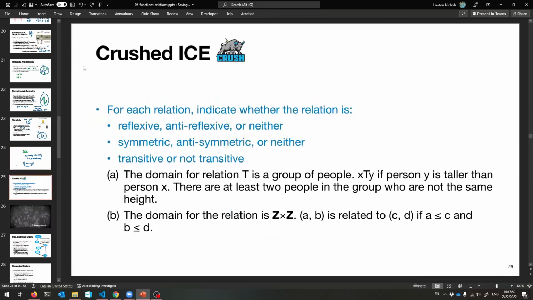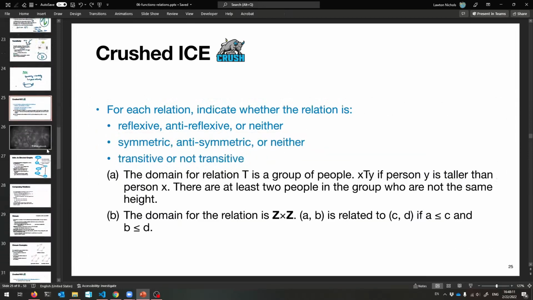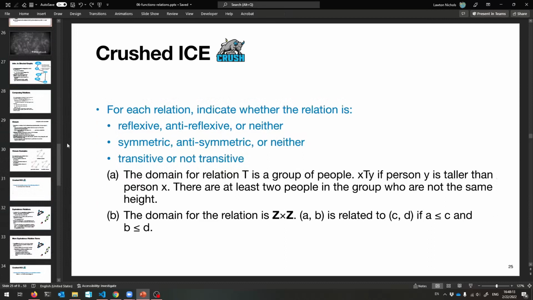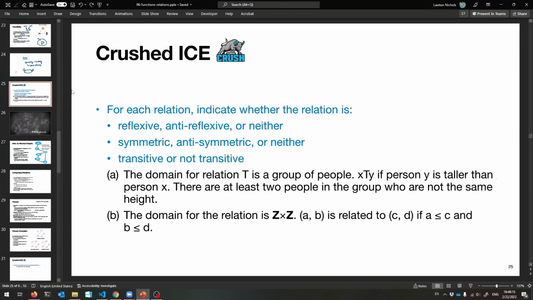I want you to try this now yourself. So here are a bunch of relations. We're going to keep going, definitely. I want you to think about whether each of them is reflexive, anti-reflexive, or neither; symmetric, anti-symmetric, or neither; and transitive or not transitive. Okay? So give this a try, and then we'll come back and talk about them.